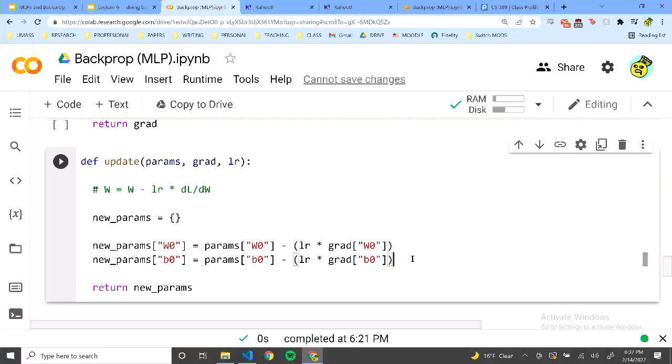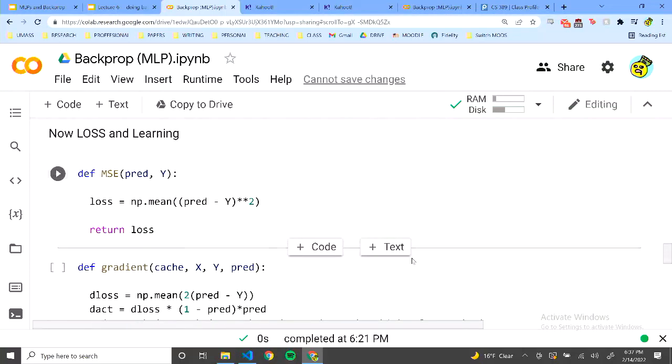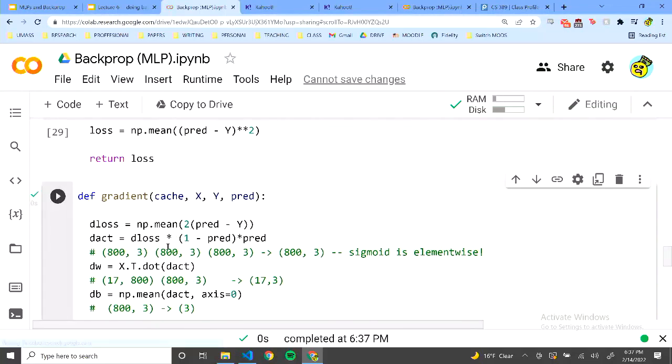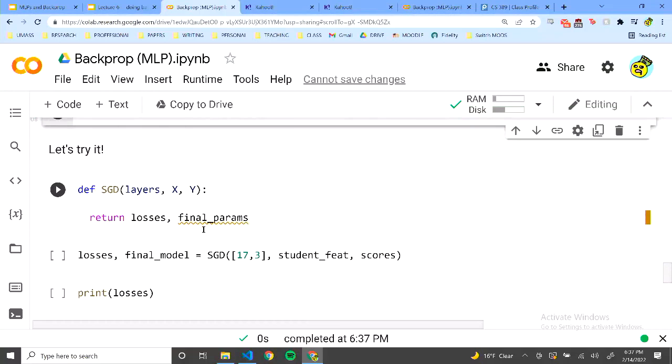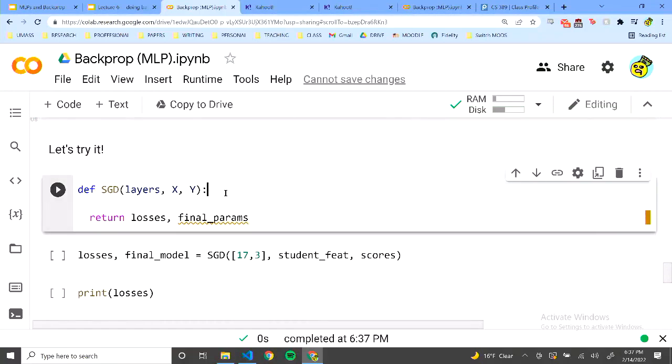Isn't that lovely? So let's actually call each of these. Boom, boom, boom. All right. So now we have our stochastic gradient descent. We have our very simple model here now.